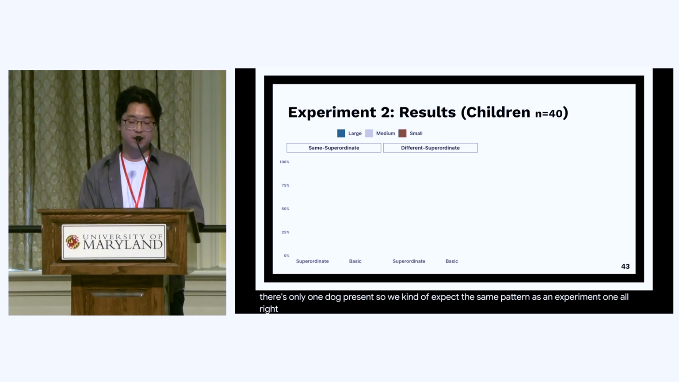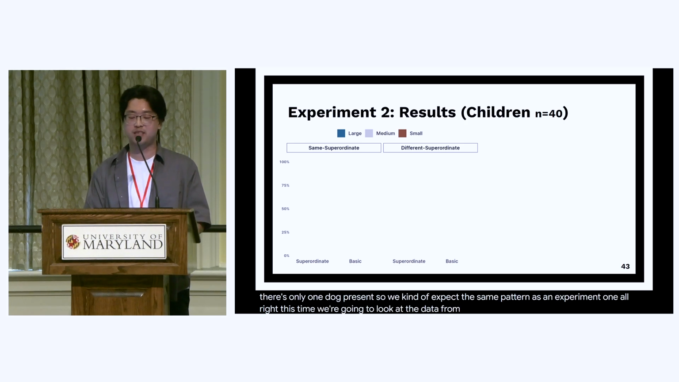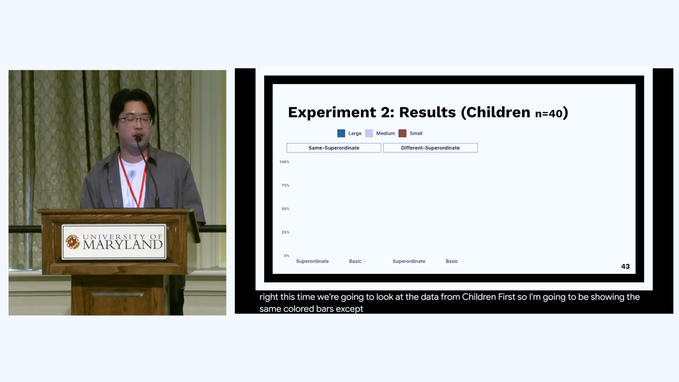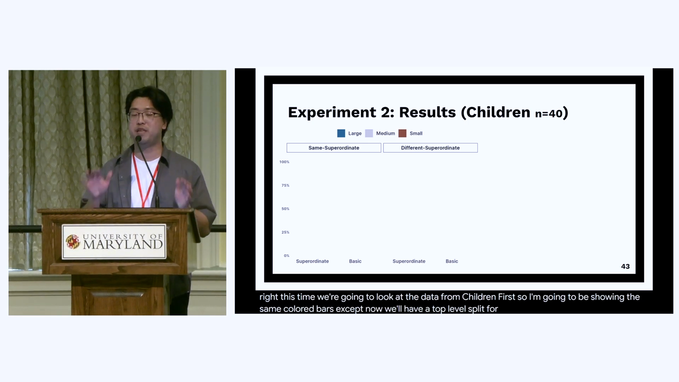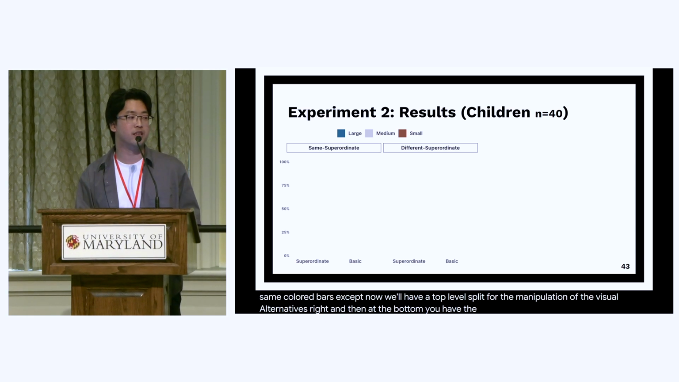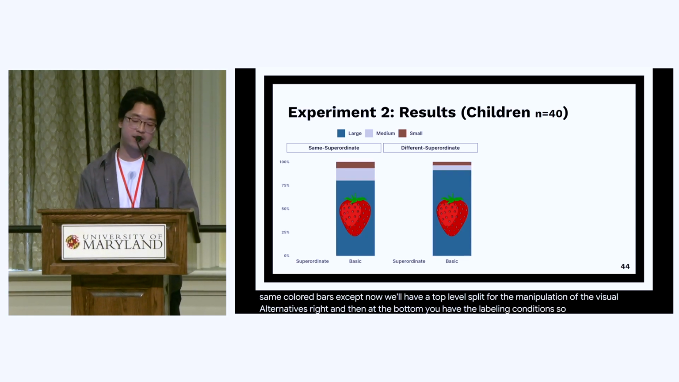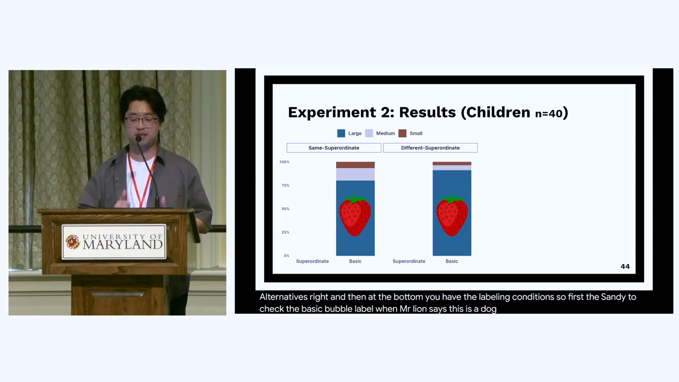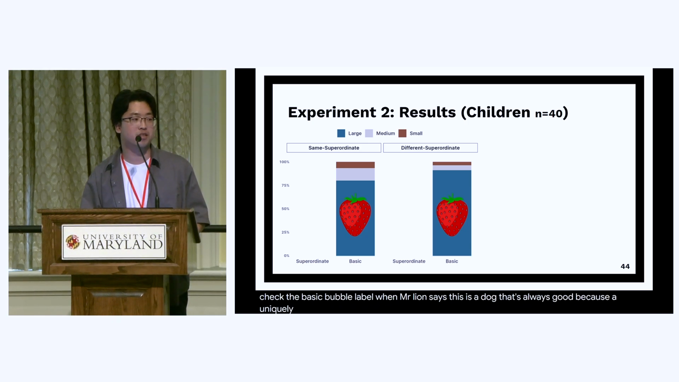All right. This time we're going to look at the data from children first. So I'm going to be showing the same colored bars, except now we'll have a top-level split for the manipulation of the visual alternatives, right? And then at the bottom, you have the labeling conditions. So first, as a sanity check, the basic level label, when Mr. Lion says, this is a dog, that's always good because it uniquely describes a target, right? Not surprising, this is by design.